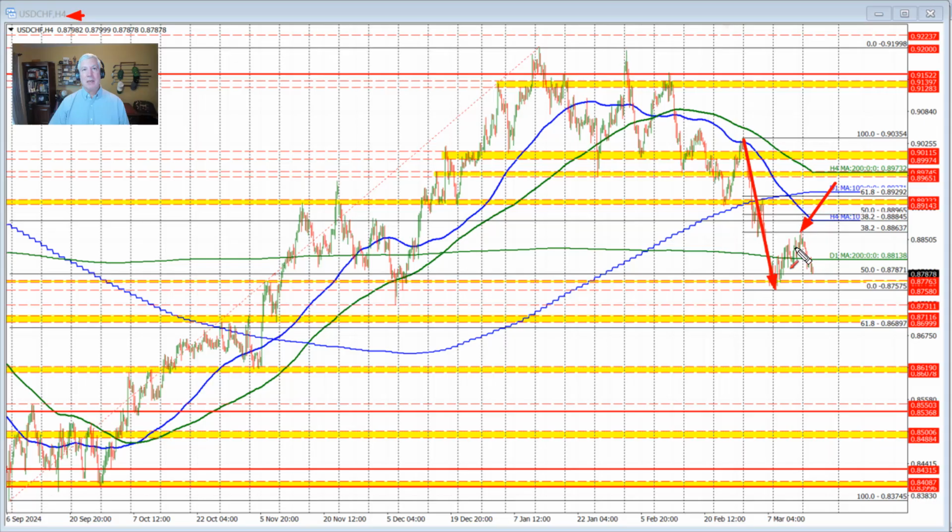It doesn't suggest that the buyers are necessarily taking firm control. In fact, it says that this is just a corrective move in what was more of a trend move to the downside, at least in the short-term picture here. So the price has since rotated back to the downside.